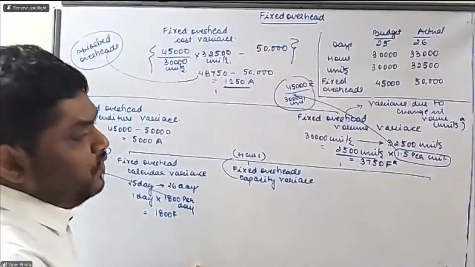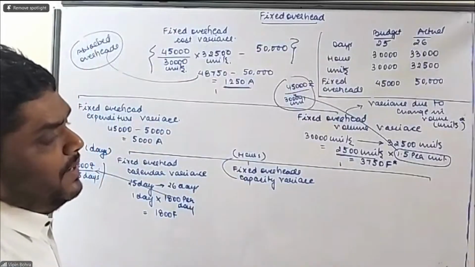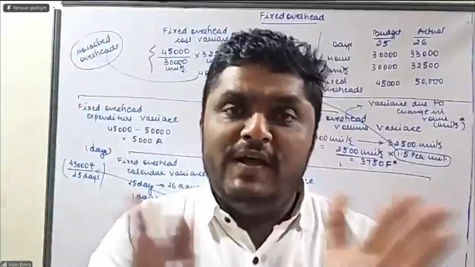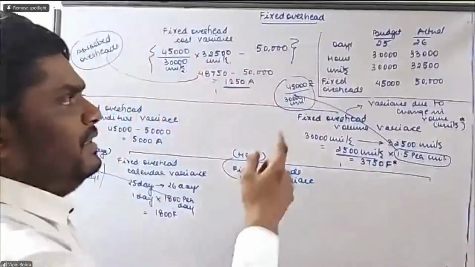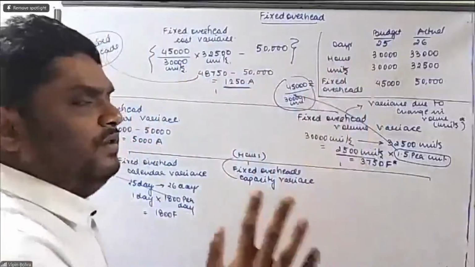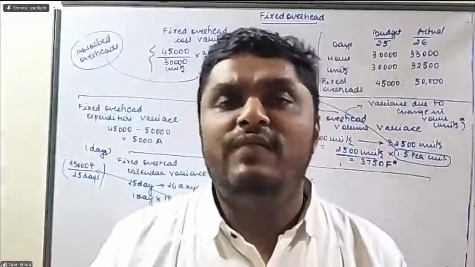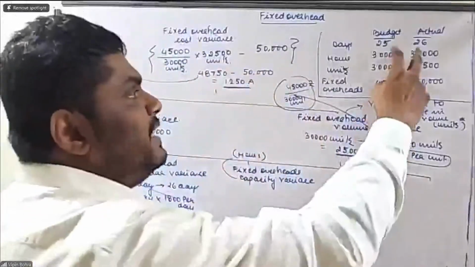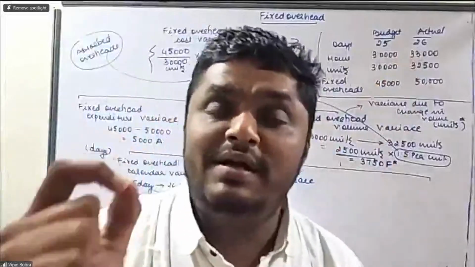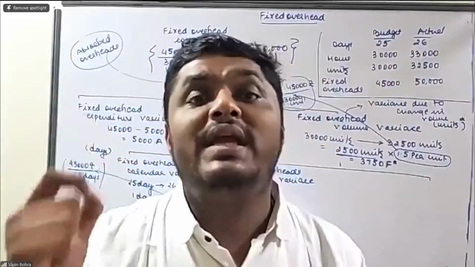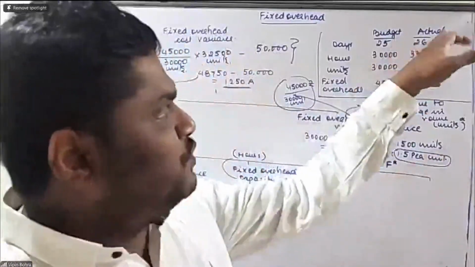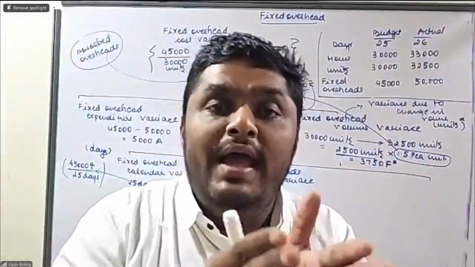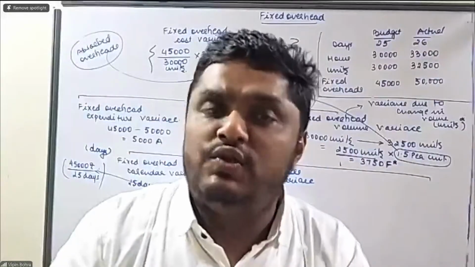Now, next is fixed overhead capacity variance. When talking about capacity, it talks about hours. If the question is straightforward, we can say that we have the capacity to work for 30,000 hours, but we actually worked for 33,000 hours. But herein this will not be the capacity variance, because 30,000 hours we were supposed to work in 25 days, but we actually worked for 26 days. So we will calculate our revised capacity and then compare it with actual hours.